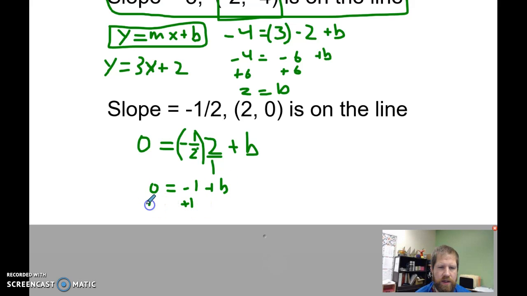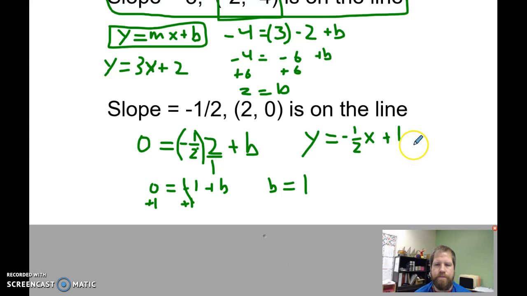Add 1 to both sides. These cancel, and I end up with b is equal to 1. Rewrite it: y equals my slope, -1/2, times x plus 1. And that is how you find your form from a slope and a point.